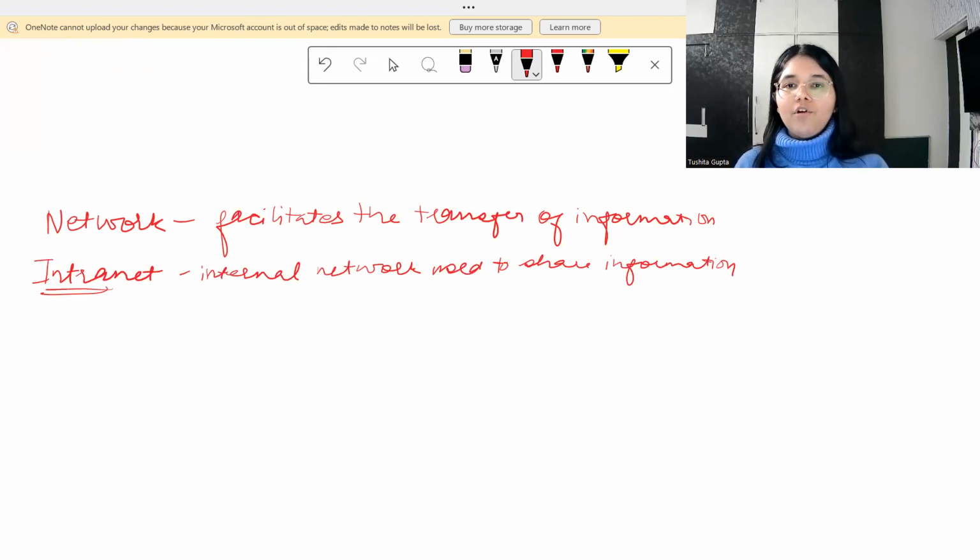Now, to give an example, usually all the organizations have a network of their own. It is an internal network. So probably Microsoft will have their own internal network wherein all of their employees will communicate with each other.